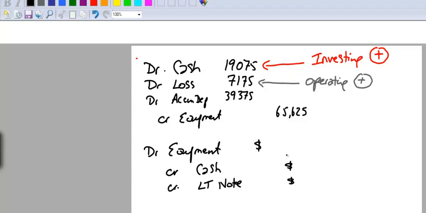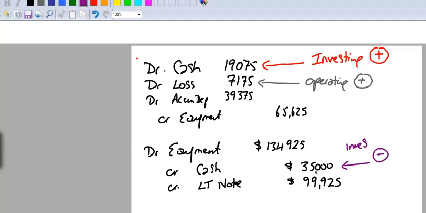So the long-term note is as follows. You paid $35,000 cash. The equipment was for $134,925, and this long-term note is the difference. And your note is $99,925. This $35,000 cash is a minus, and it goes in investing. So we've done the first 3 bullet points.